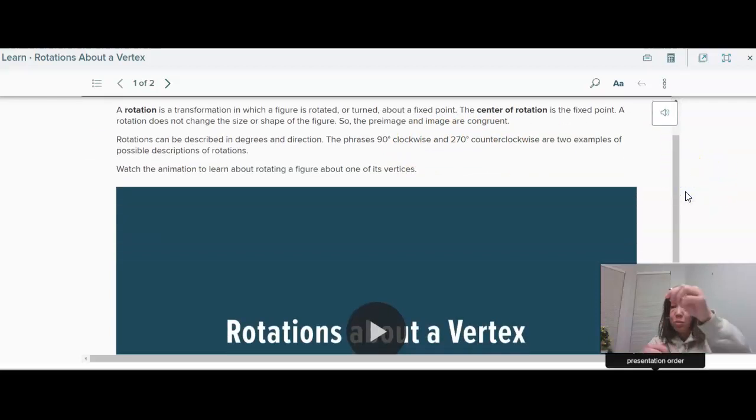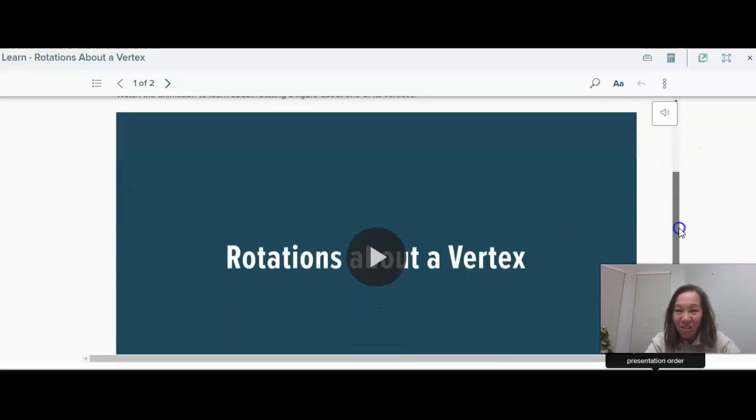So the direction, if I'm going clockwise, let me think. It's like to your right basically is clockwise, to the left would be counterclockwise. So you guys can watch this really quick.